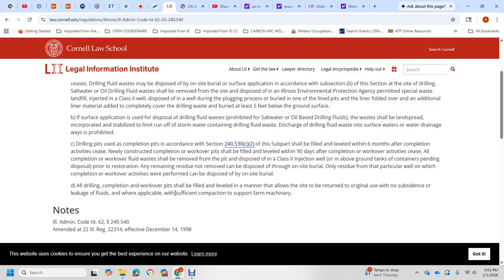Any remaining residual not removed for disposal through on-site burial, and residual of the particular well on which the completion or workover pits were used, can be disposed of by on-site burial. A drilling completion workover pit shall be filled and leveled in a manner that allows the site to return to the original use, with no substantial leakage of the fluids, and where applicable sufficient compaction to support farming machinery.